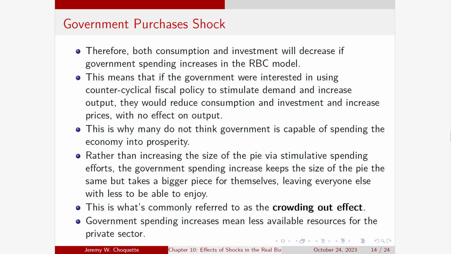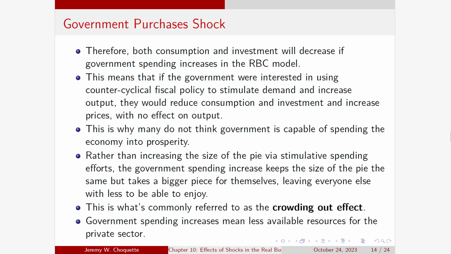So it means the government is like, hey, I want to use countercyclical fiscal policy. Let's say for some reason we go into a recession. The government wants to use countercyclical fiscal policy to try to stimulate demand and increase output. Well, they're going to be reducing consumption and reducing investment, increasing prices, and they're not going to have any effect on output.